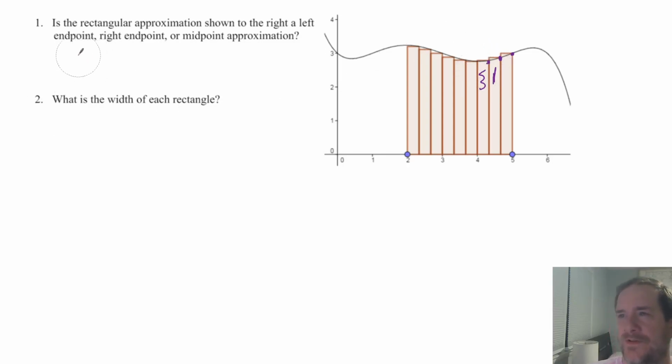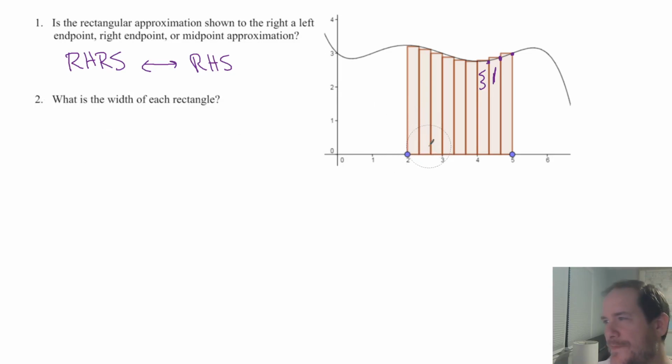So this is obviously a right hand Riemann sum, RHRS, or just a right hand sum, RHS. Don't care which one you use. Now they're asking what's the width of each rectangle. And we could eyeball this, but I want to model the formula instead. The formula for the width of each rectangle, first of all, we would call it delta x.